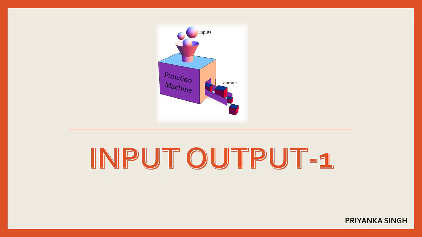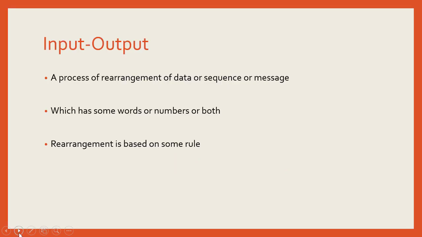Hello everyone. So today we'll be learning about a concept called input output, and this topic is a little bit lengthy, so we'll be covering this particular topic in two sessions. So let's just understand what exactly is input output. Basically, input output is a rearrangement of the data or sequence or a message. It could be a combination of words and numbers, or the data could have only words or only numbers, and that particular rearrangement is based on some rules.